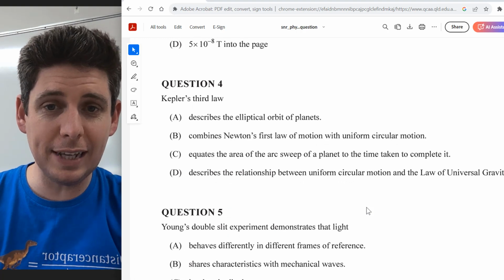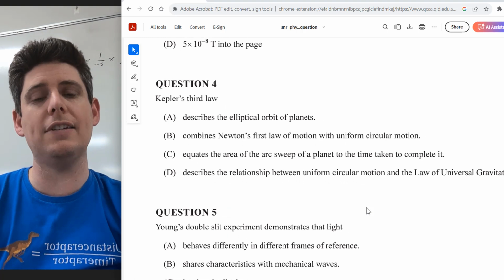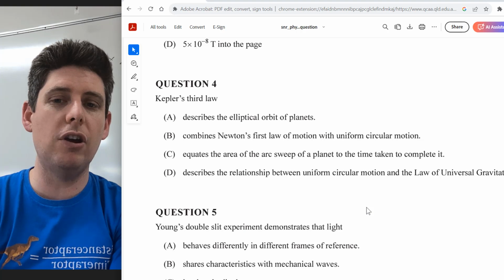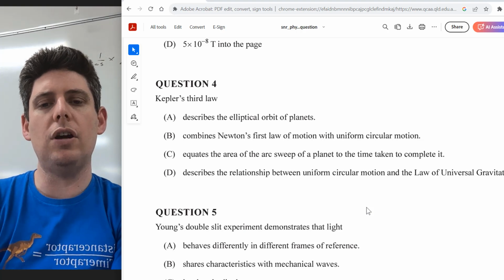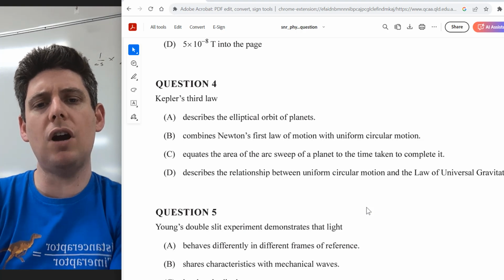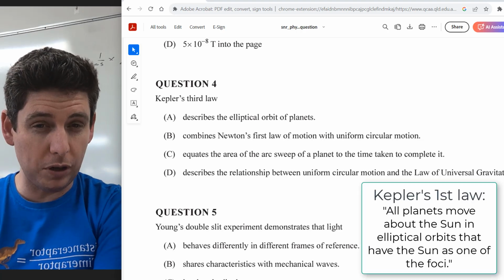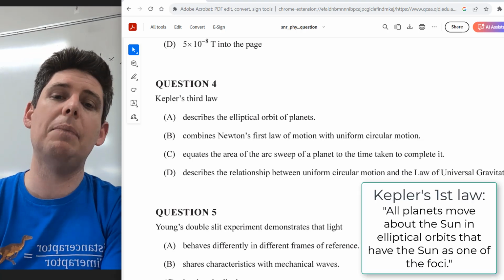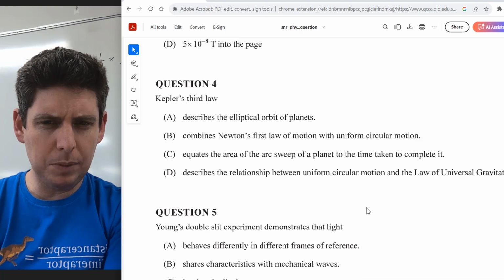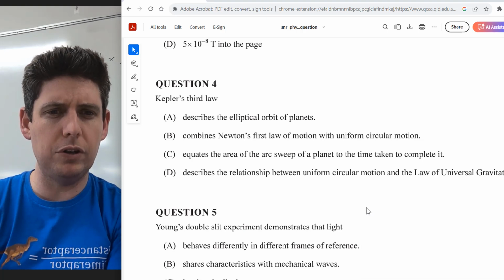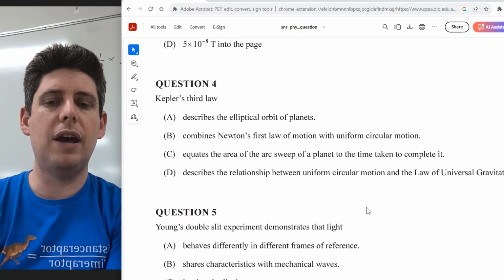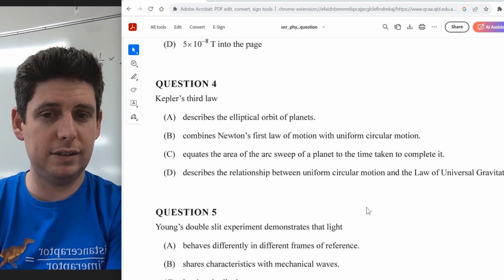Question 4 is Kepler's third law. Okay, so this is a bit mean. You have to know Kepler's laws. So A describes the elliptical orbit of planets. That's Kepler's first law. B combines Newton's first law of motion with uniform circular motion. That is incorrect.